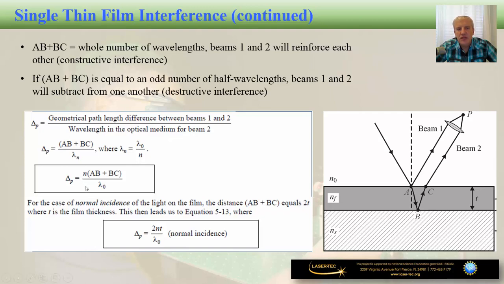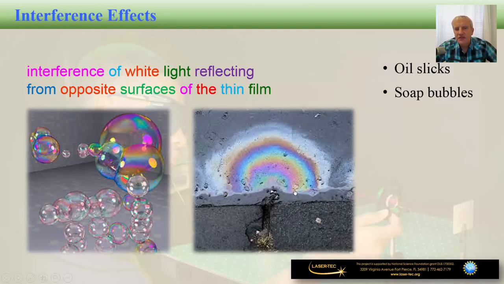If we do the calculations, we come up with a specific formula shown on the bottom that tells us that the phase difference between the two beams 1 and 2 is going to be a function of the wavelength of light, as well as the thickness of the transparent film and also the optical properties of the transparent film, which are represented here by its index of refraction n. These interference effects created by thin film coats can be observed in practice in the case of oil slicks and soap bubbles.